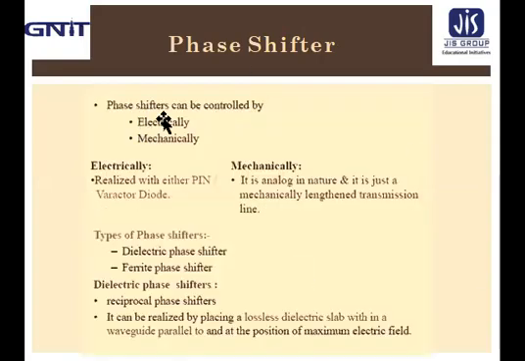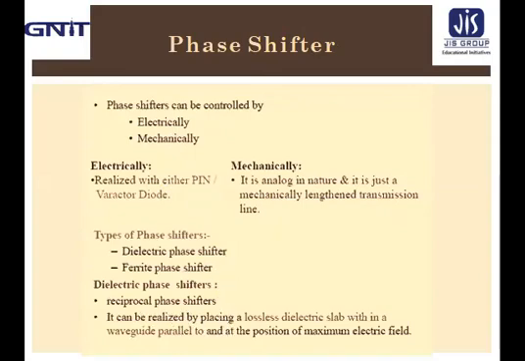And all these phase shifters can be controlled electrically or mechanically. Electrically is realized with either a PIN diode or a varactor diode, and mechanically it is analog in nature, and it is just a mechanically lengthened transmission line. And the types of phase shifters are the dielectric phase shifter and the ferrite phase shifter.